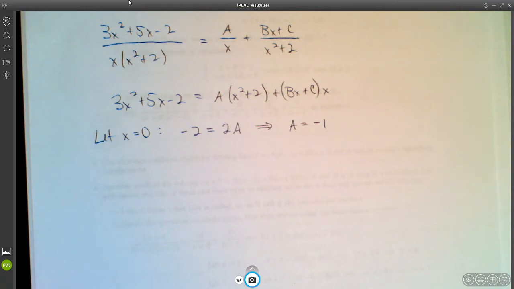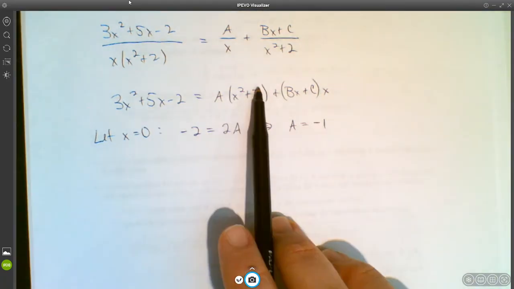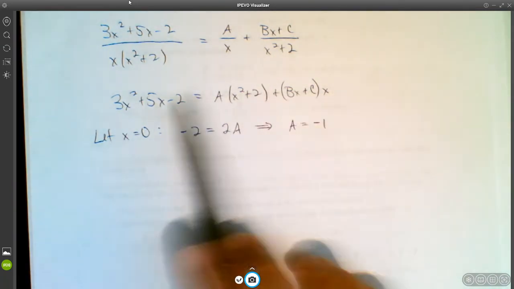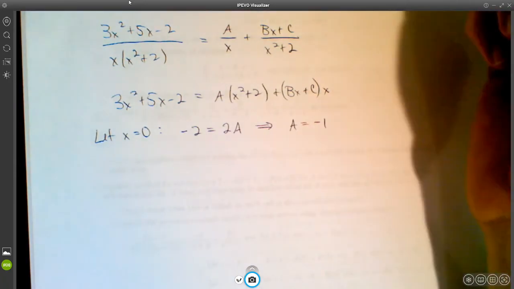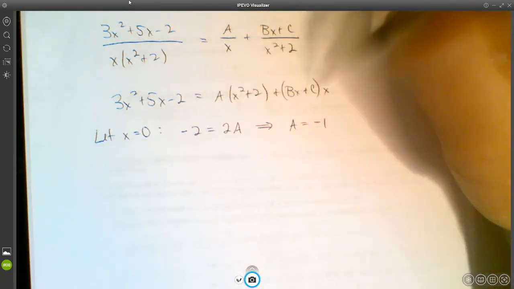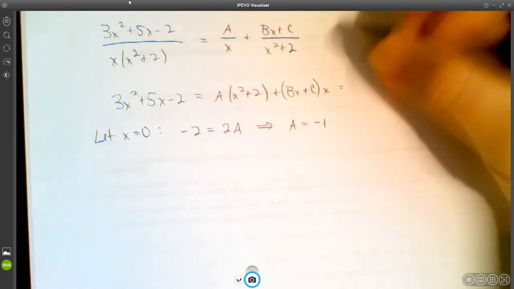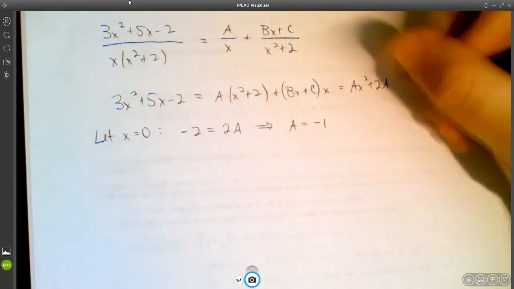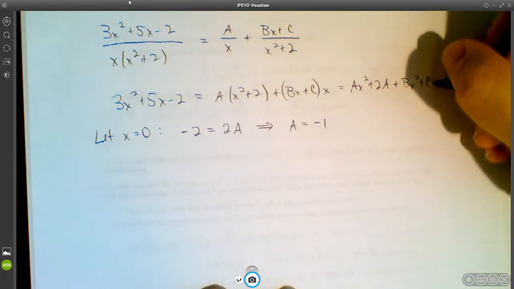I could plug in negative square root of 2 to cancel off the x, or to cancel off the A term, but then that's just going to be so messy to work with everywhere else. I'm not really sure that I want to do that. So maybe instead what I'll do is something like this. I'm going to take this a step further. I'm going to distribute the A. I get Ax squared plus 2A. And distribute the x. So I get plus Bx squared plus Cx.